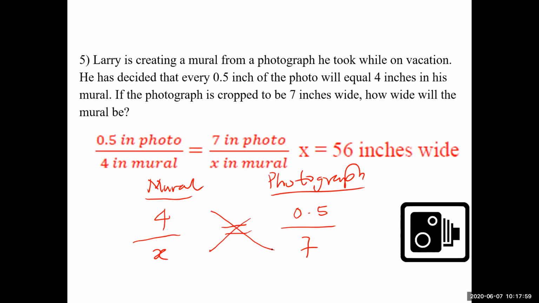Okay, so I just had to do 0.5x being equal to 7 times 4, which is what? 28. And then I divide both sides by 0.5. Okay, I divide that by 0.5, and I have my X.